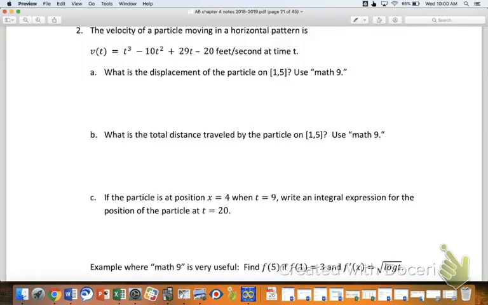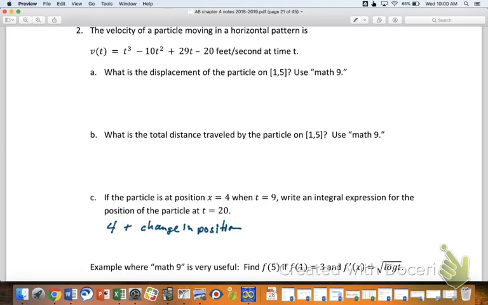4 when t equals 9. So that's our starting point. So I'm going to say that my final position is going to be 4 plus my change in position. That make sense? So my final position is where I started plus how far I moved.